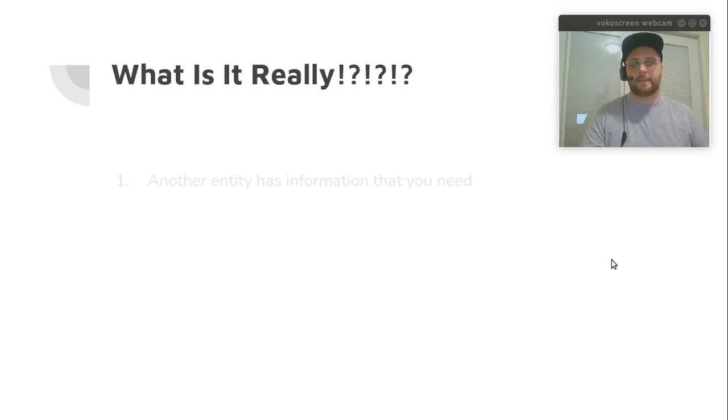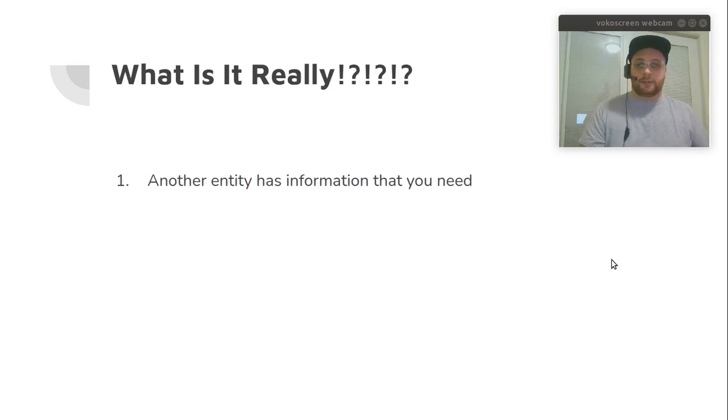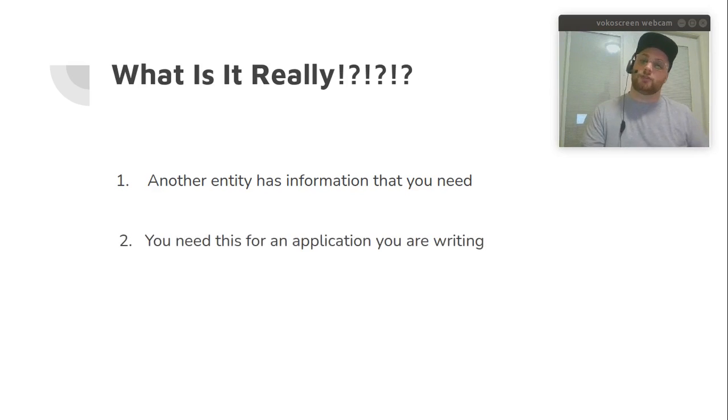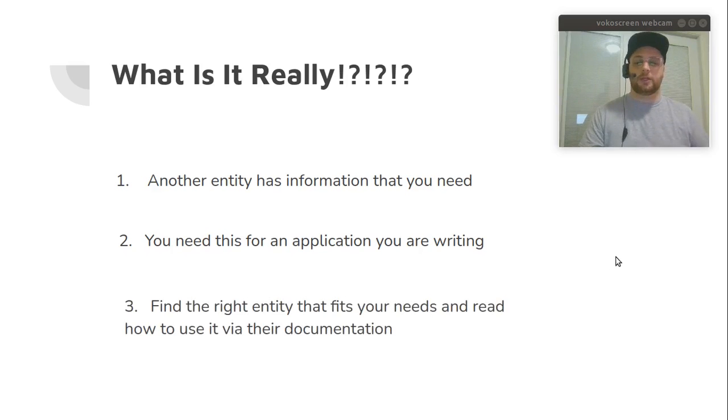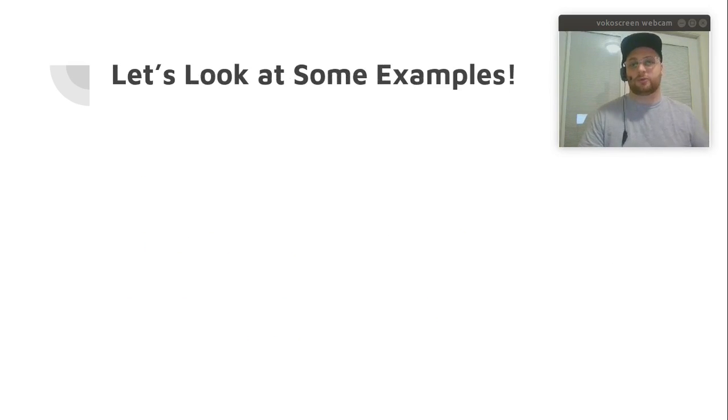What is it really? Well, here's what you need. Another entity, any entity at all, has information that you need. You need this information because you're trying to write an application and you need to pull information for this application. You need to find the entity that fits your needs and read how to use it via their documentation. So let's look at some examples real quick.